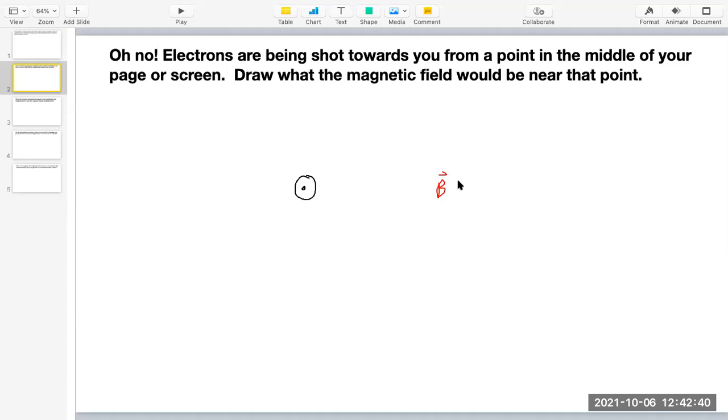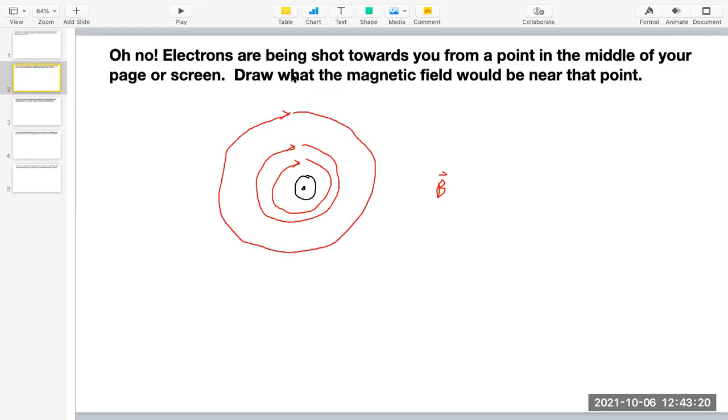So if you right-hand rule that, it's important to remember that electrons are negative. So if the electrons are coming out, the actual current is going in. So right-hand rule, it's going to sweep around clockwise. And it is stronger closer to that beam of electrons and weaker farther away.